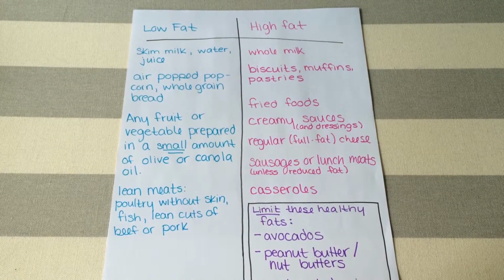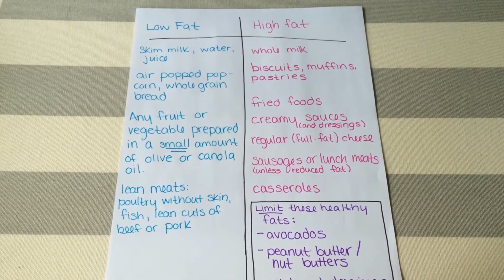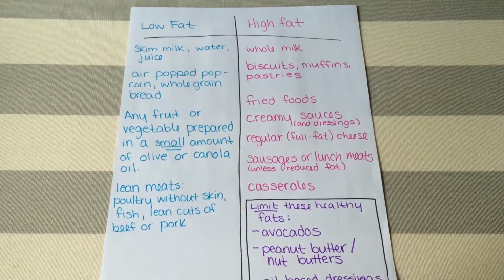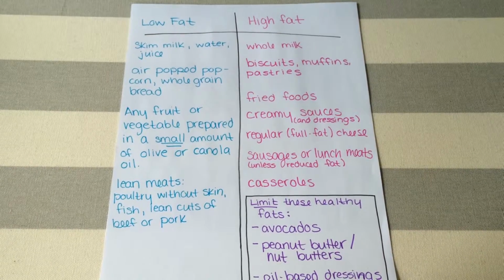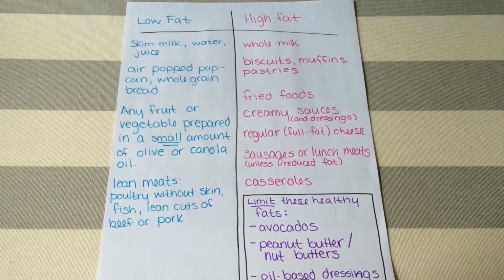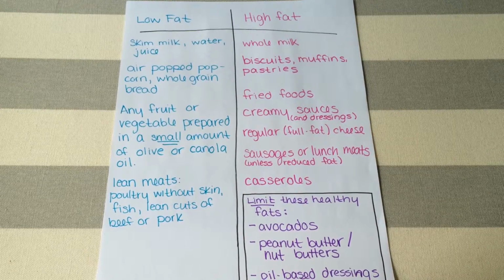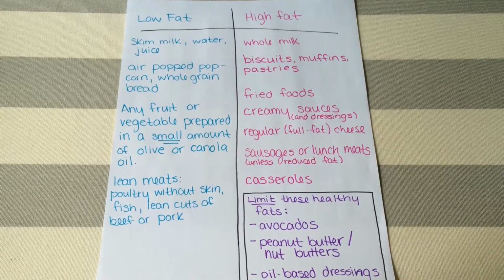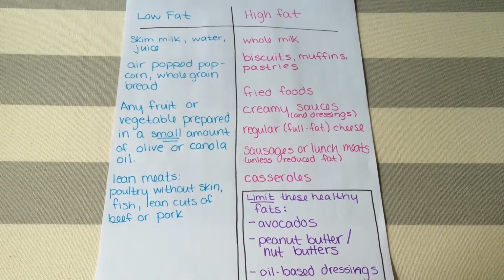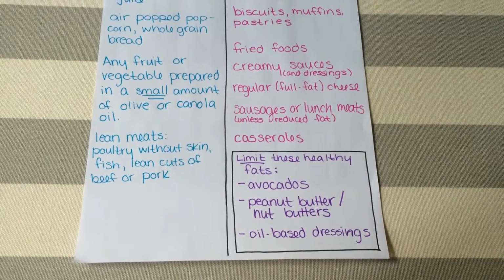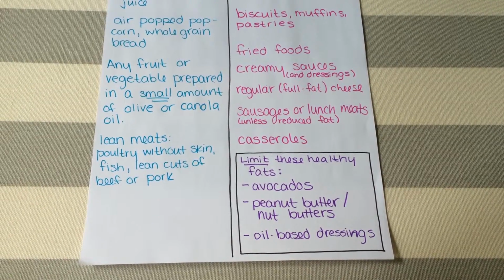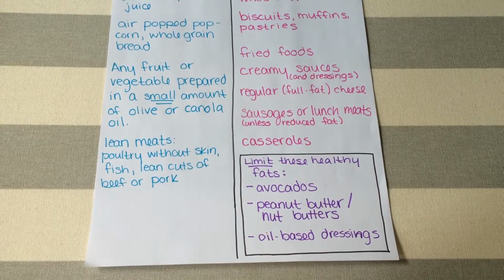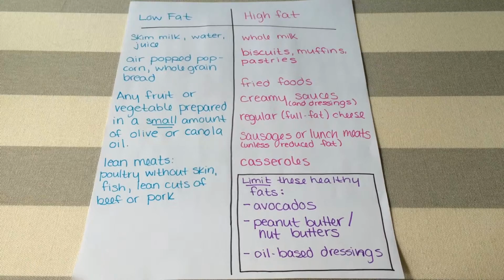High-fat foods should be strictly avoided until the pancreatitis has passed. This means no whole milk, no biscuits, muffins, pastries, no fried foods or creamy sauces and dressings. Avoid regular full-fat cheeses. Avoid sausage or lunch meats unless they're reduced fat. No casseroles. When pancreatitis is present, you'll even want to avoid the healthy fats. These are foods like avocados, peanut butter, nut butters, and oil-based dressings.